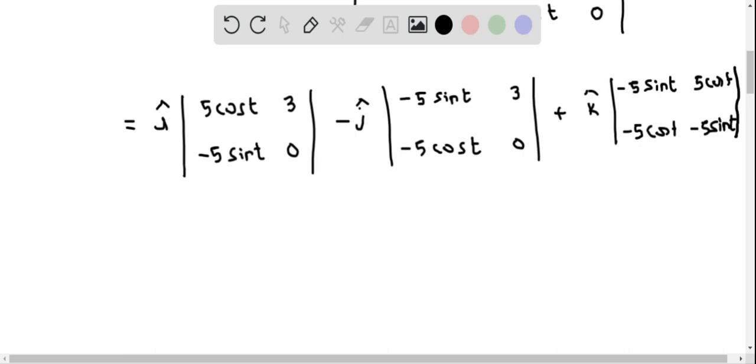Let's evaluate this. In the first we have this i. Now we find the product of one diagonal minus the product of the other diagonal. So 5 cosine t times 0 is 0, and then minus the product of negative 5 sine t times 3, which is negative 15 sine t.